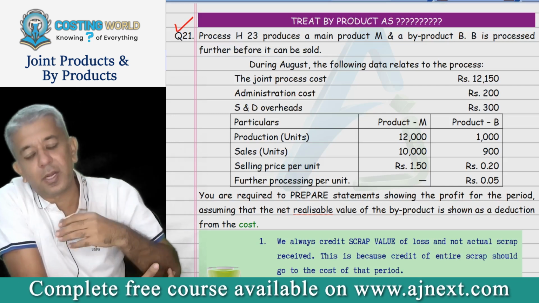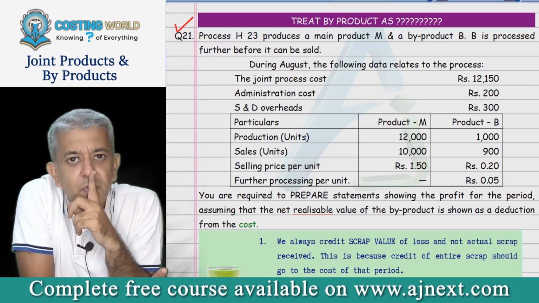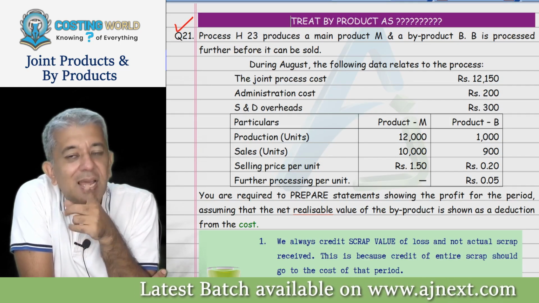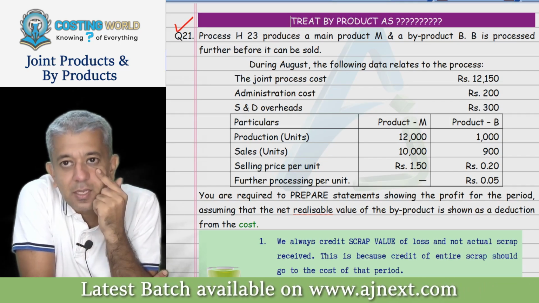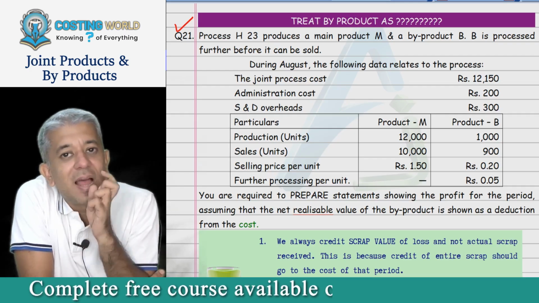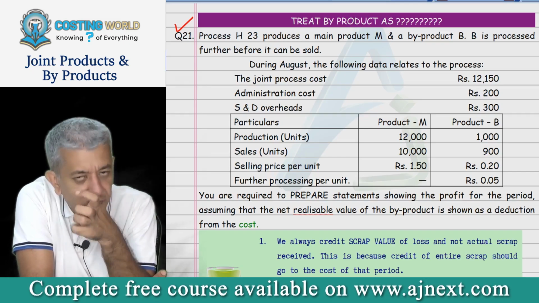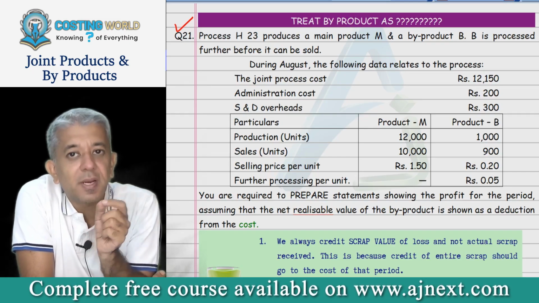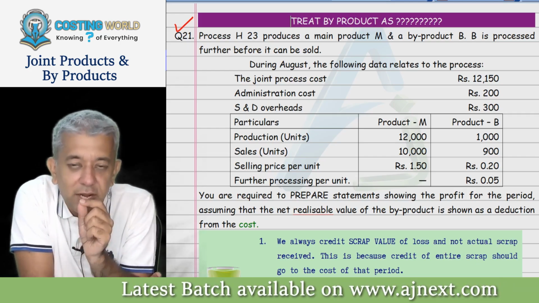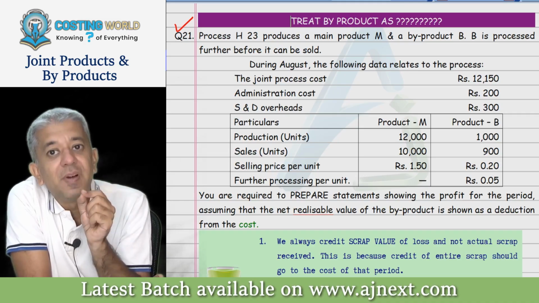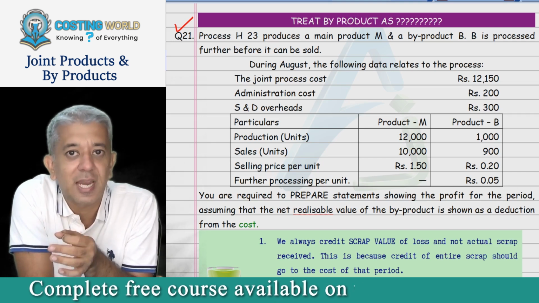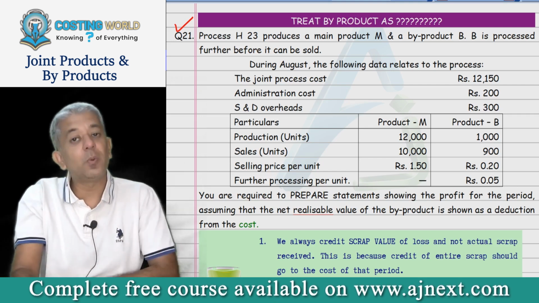What we all had done: first thing, if you ever treat byproduct as scrap, then you have to credit scrap value to the joint cost. Credit means you have to subtract. You don't have to subtract actual scrap received. You have to credit scrap value as such. Scrap value means whatever are your goods produced, it's scrap value. Question number 21 we all will start.